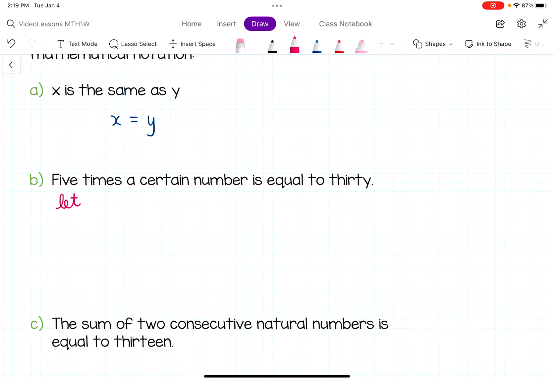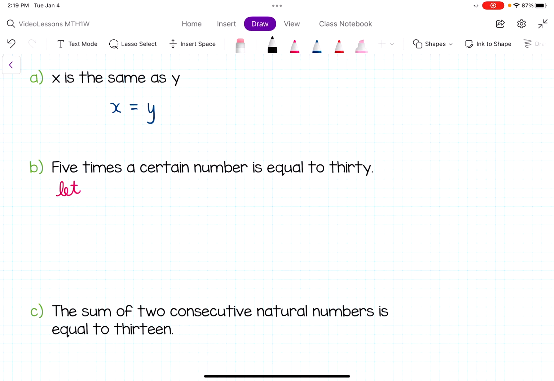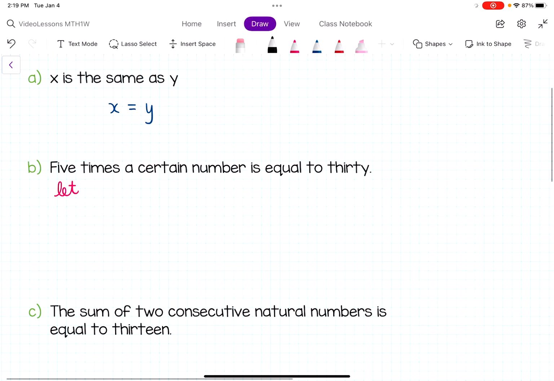So we're going to say let, and I like to use variables that kind of go along with what we're calling it. So we're talking about a number. So I'm going to say let n equal the number, and that's important. You have to have your let statement where you tell me what the variable is. And this says 5 times a certain number, so 5n, because our number is n, equals, and it says it's equal to 30, so equals 30. And that's how we would write that one out.